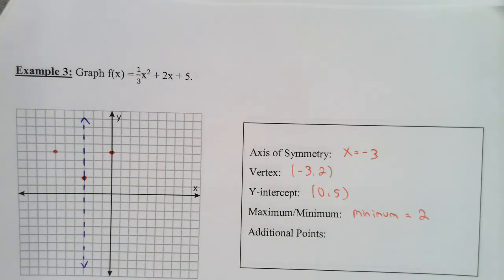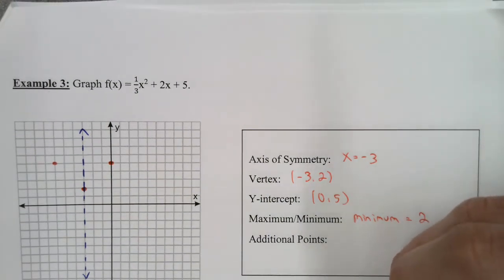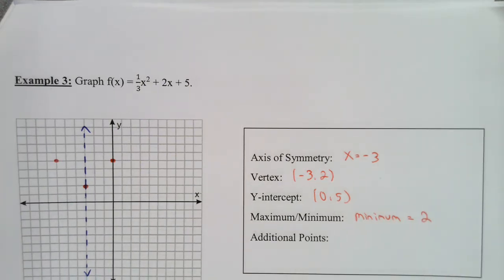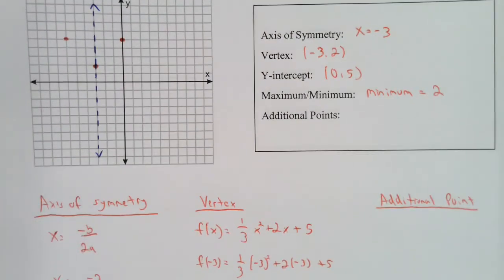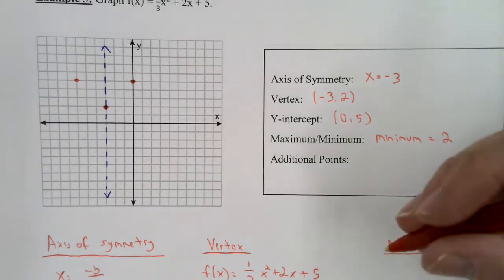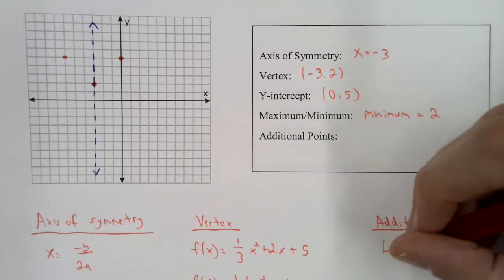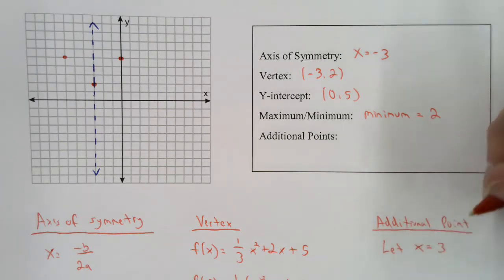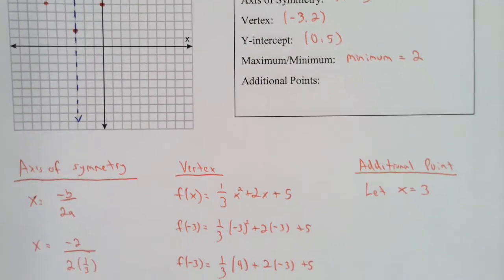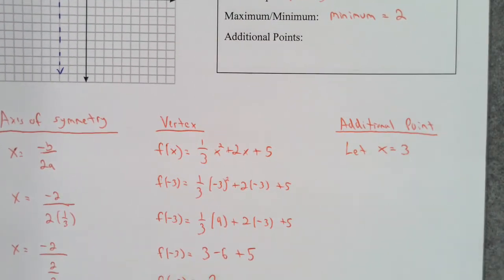Okay, now let's think logically about our next additional point, because I want you to try to get 5 points, if possible. Maybe all 5 don't fit on the graph. Okay, I am going to pick x equals 3, because I'm trying to pick x values that I know will give me integer answers. I don't want any fractions. So if I pick x equals 3, this is what's going to happen, okay?